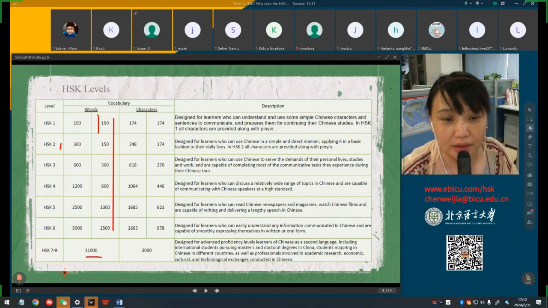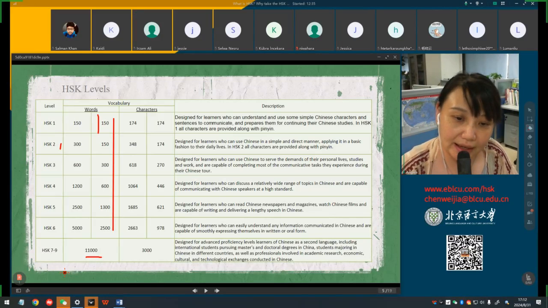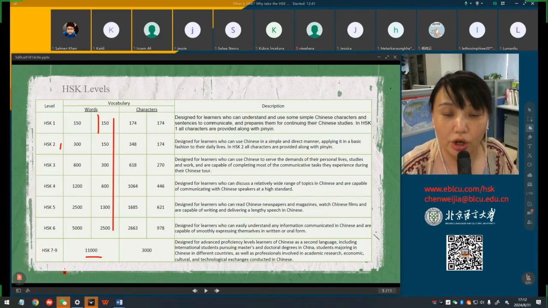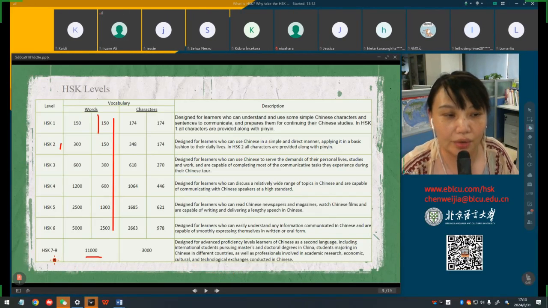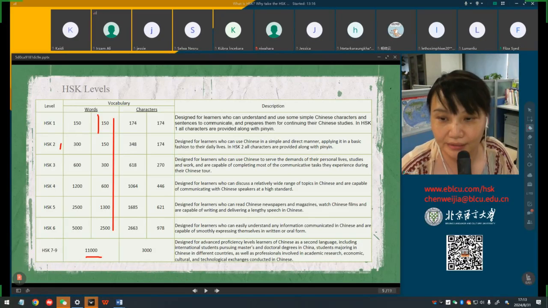So it is designed for advanced proficiency levels, for learners of Chinese as a second language, including international students who want to study for a master's or doctoral degree in China, studying in the major of Chinese, like Chinese language, as well as professional studies involved with Chinese language research, or you are doing research on economy, culture, and technical exchanges, but you need to read the documents all in Chinese. So in that case, you need HSK 7 to 9.